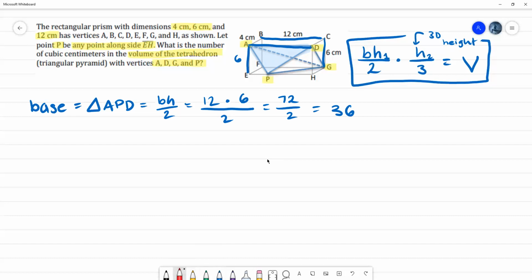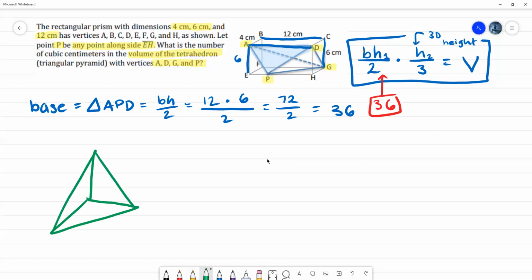Now that we know that our base area is 36, all we need is the height of the tetrahedron. Now this is the part where it gets a little tricky. Let's draw out our tetrahedron on the side. So it should look something like this, and it's not drawn to scale. We have our base, made up of points A, P, D. And our tip, the top vertex, is point G. And we have our height.